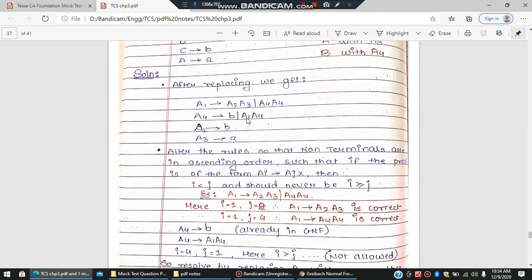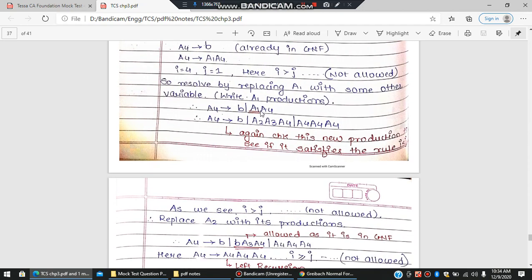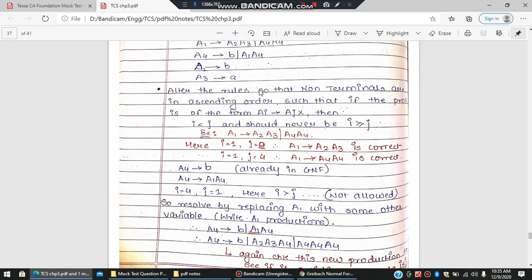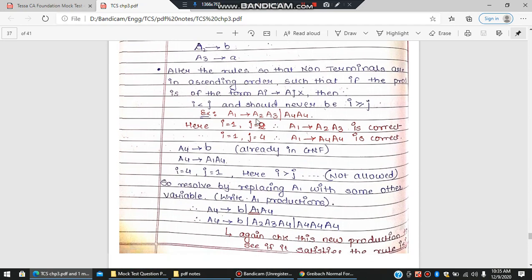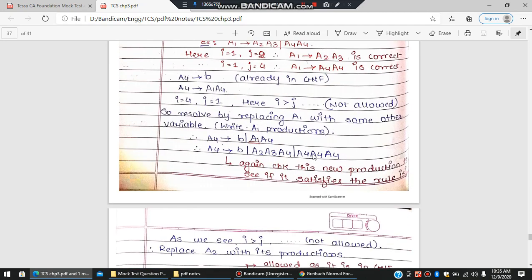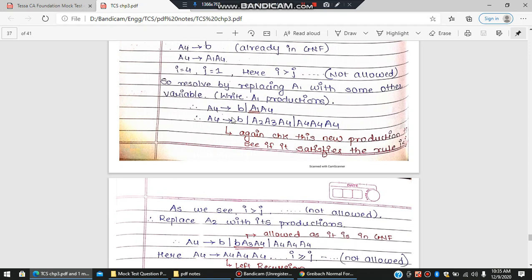Instead of A1, we are substituting it with its productions. Wherever A1 appears, we put its productions. So this was our original production, and we are replacing this A1 by its production. A1 gives A2 A3, so I have substituted A2 A3 and written A4 as it is. We also know that A1 gives A4 A4, so in place of A1 I have written A4 A4 and this A4 is as it is. After writing this, again check if it is in the correct form. Over here, this i and this j are again such that i is greater.